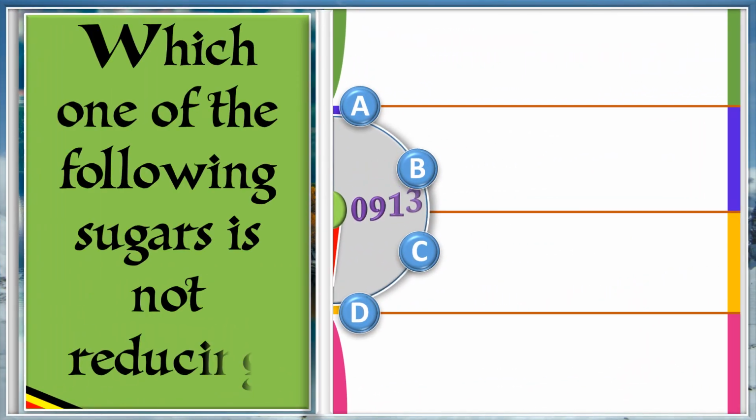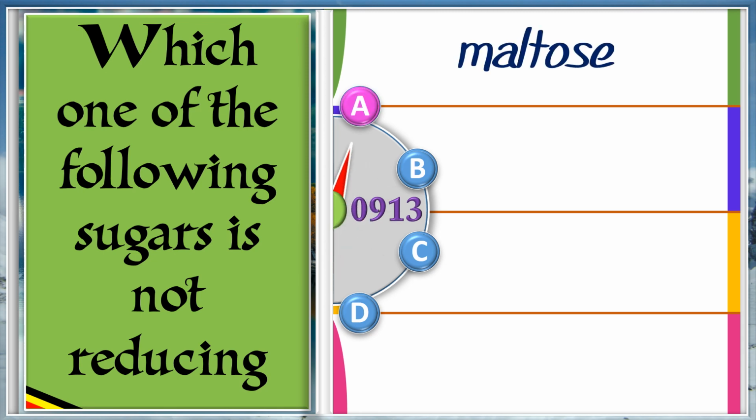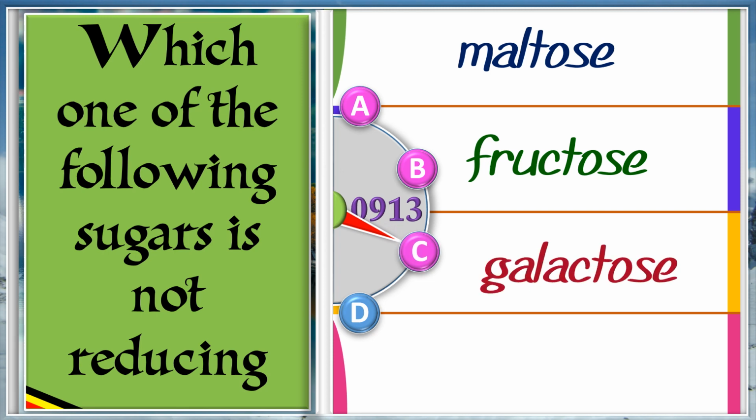Which one of the following sugars is non-reducing? A. Maltose. B. Fructose. C. Galactose. D. Sucrose. And the answer is D. Sucrose.